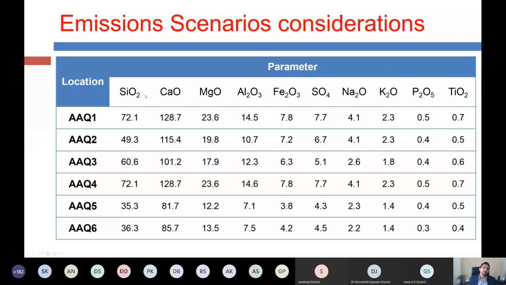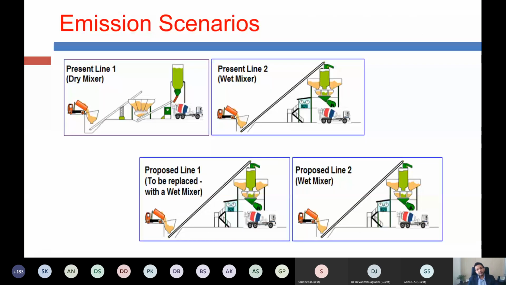It is specifically coming from the cement industry itself. So the plan for the cement industry was that they already had one present line that is manufacturing concrete by a dry mixture process, in which the aggregates are put onto the conveyor belt. It goes into the hopper, and from the hopper it is directly fed into the mixture. And then there was one more line, a wet line, in which water and ice are added, and then it is fed into the mixture.